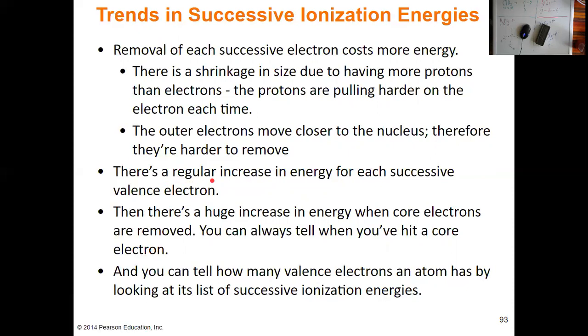There is a pretty low and regular increase when we're removing valence electrons. As soon as we run out of valence electrons to remove, all of a sudden the number gets enormous and there's a huge increase in energy when we hit the core electrons. So you can actually use an ionization table to tell what element you're looking at, because you can tell the number of valence electrons it had versus core electrons.